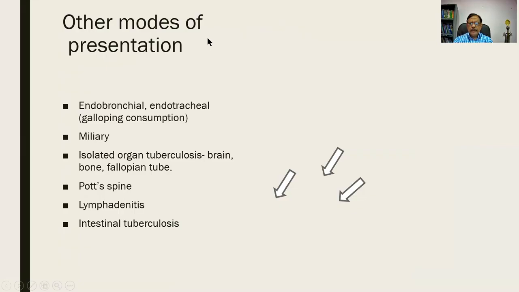There are other modes of presentation in tuberculosis. One is an endobronchial, endotracheal spread, which is called a galloping consumption. Second one is a miliary tuberculosis. Third is an isolated organ tuberculosis, such as brain, fallopian tube, bone, etc. There can be a Pott's spine, tuberculous lymphadenitis, and intestinal tuberculosis. So these are the other modes of presentation in tuberculosis. So be aware of all these.